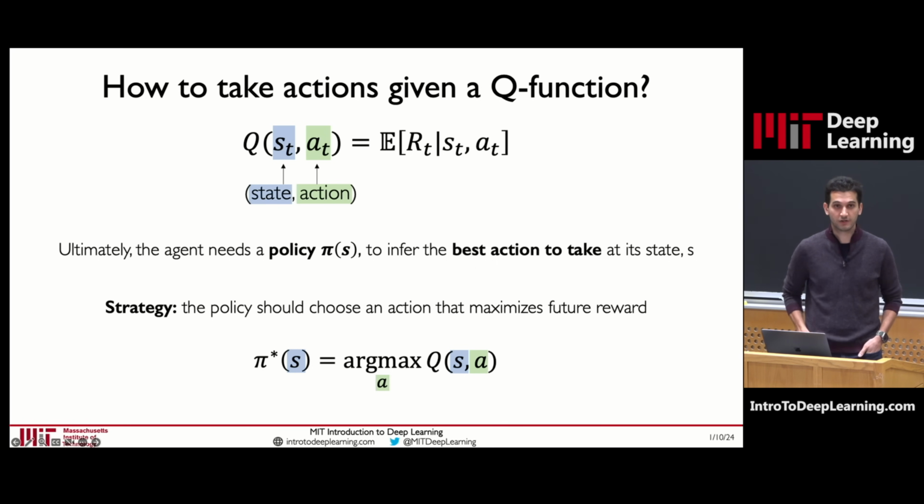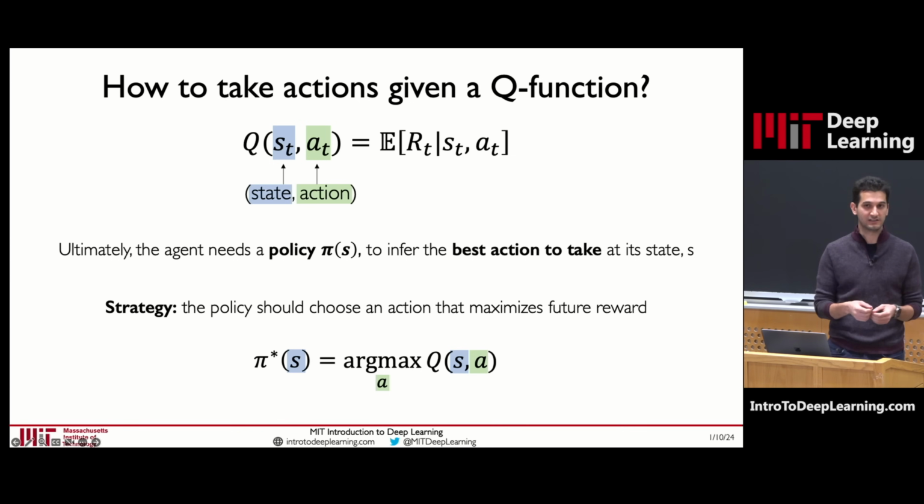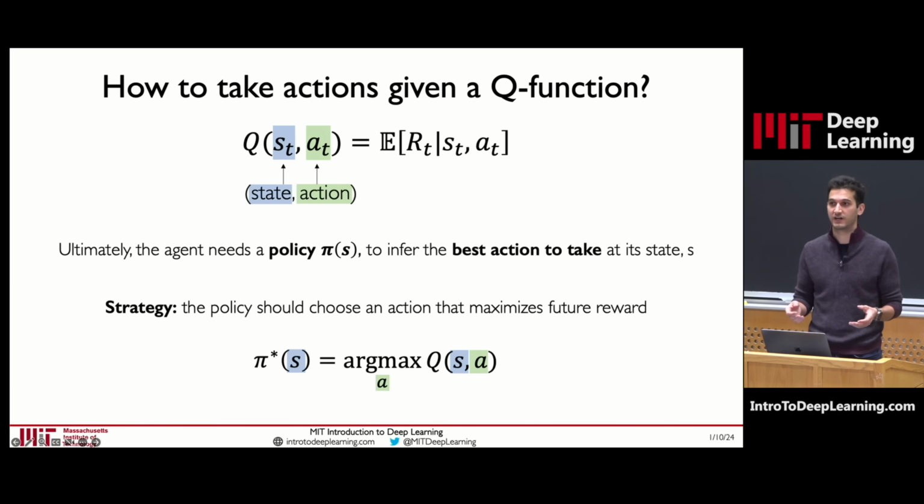So the optimal policy function, pi, how to act in a current state, S, is simply going to be defined by taking the action which gives you the highest Q value, right? So you can evaluate all possible actions from your Q function and pick the action that gives you the highest return or the highest future reward.